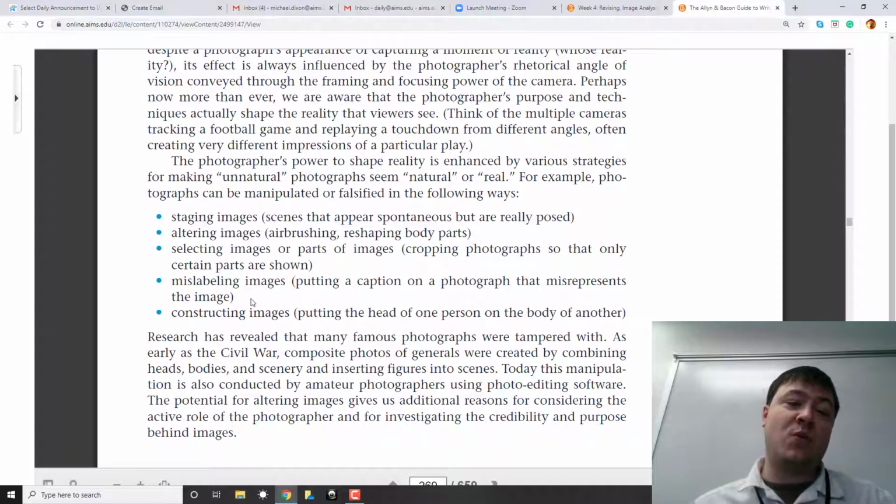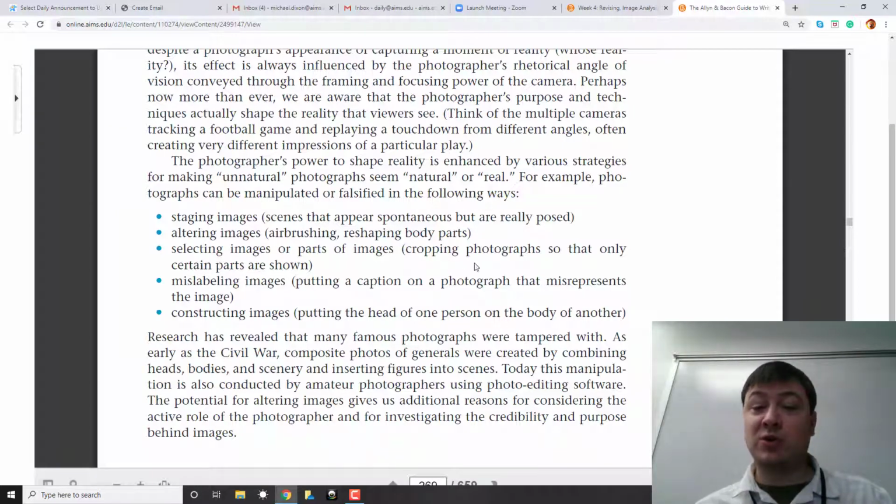That goes over some different ways in which photographs are manipulated. Staging images, again, you're only seeing what they want you to see. And that goes with this third bullet, selecting images or parts of images, so cropping out what they don't want, or staging images, putting what they do want into their shot. Altering images, airbrushing, reshaping body parts, that's a big deal in our culture.